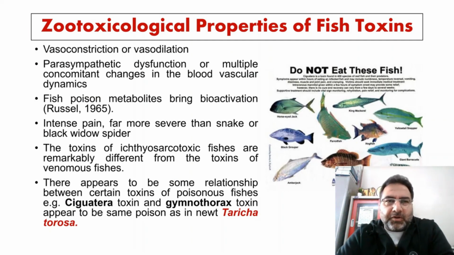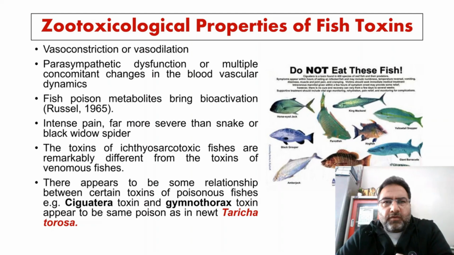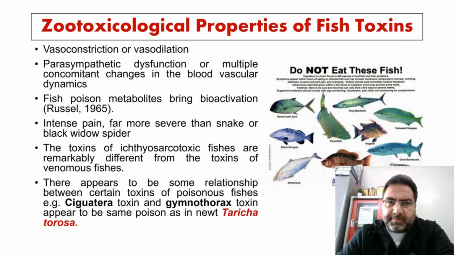Now another aspect we shall be talking about is the zootoxicological properties of the fish toxins. What is their zootoxicological property? Because of these toxins, many times there is vasoconstriction or vasodilation, or parasympathetic dysfunction. What is the function of the parasympathetic nervous system? It controls automatic processes in the body such as digestion or slowing down of the heart rate.